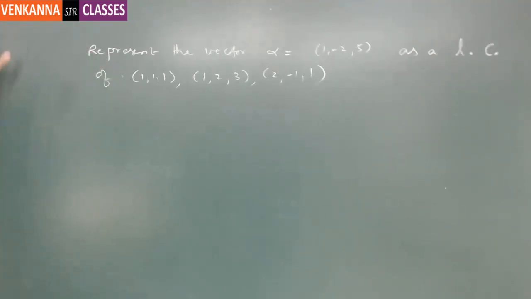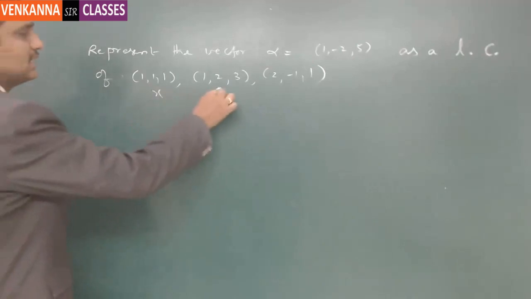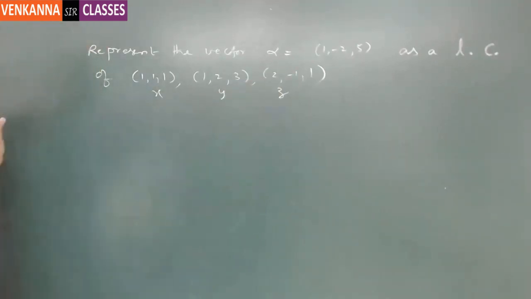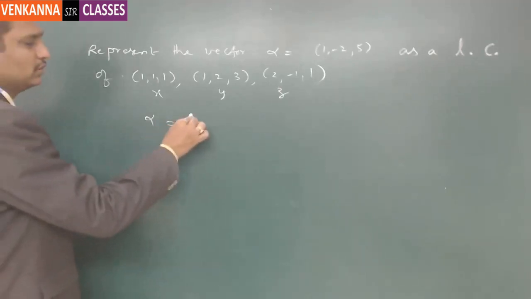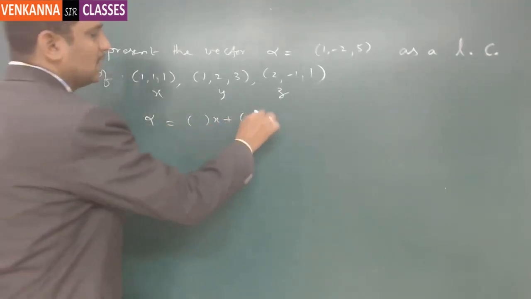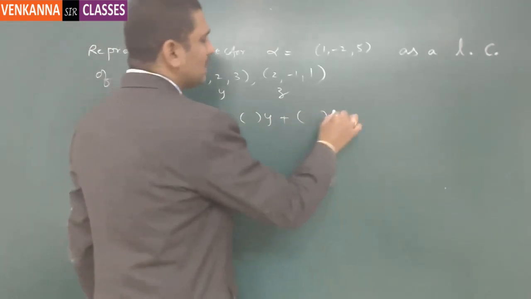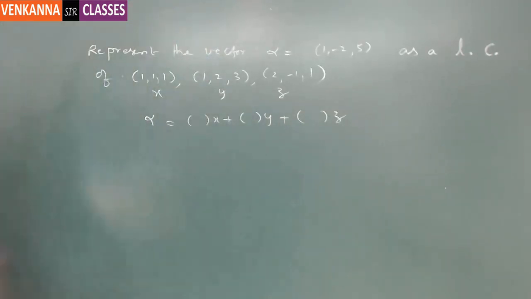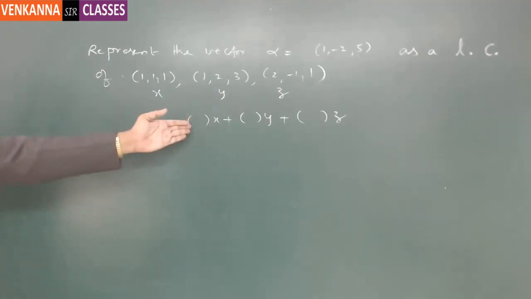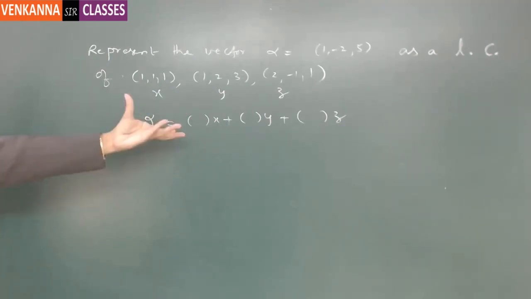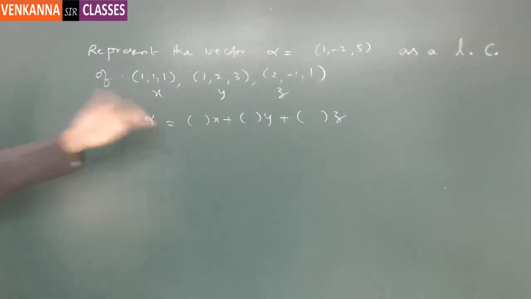Let us give names for convenience. Say this is x, this is y, this is z. So you have to write alpha is equal to some number into x plus some number into y plus some number into z. If it is possible to find the numbers, or if we have proved that the numbers exist, then it is called a linear combination. Accepted? As per the definition concerned.